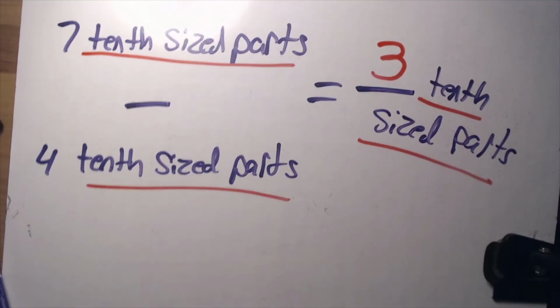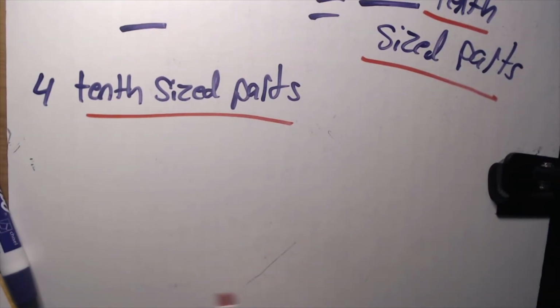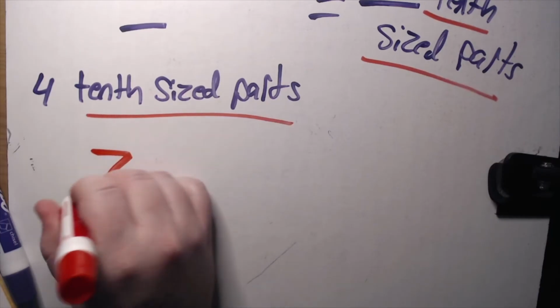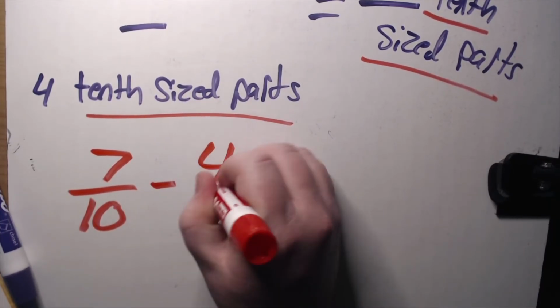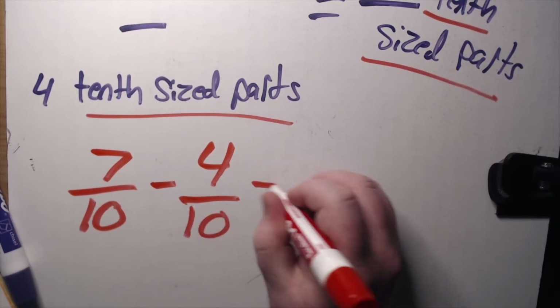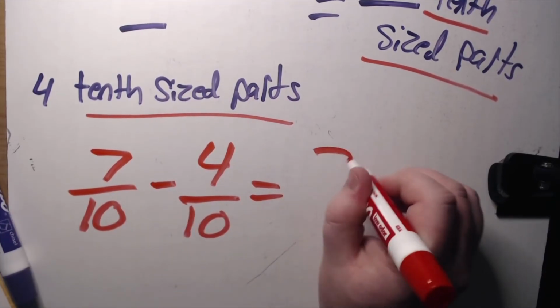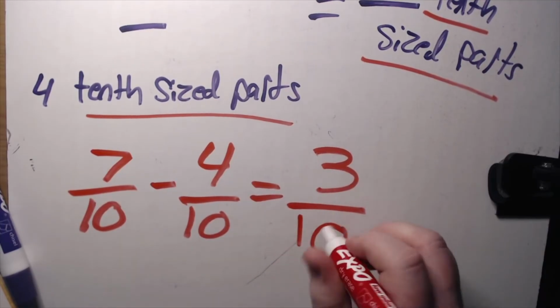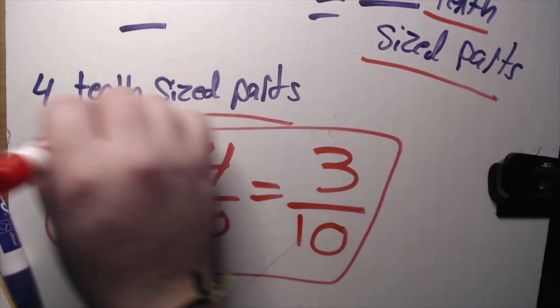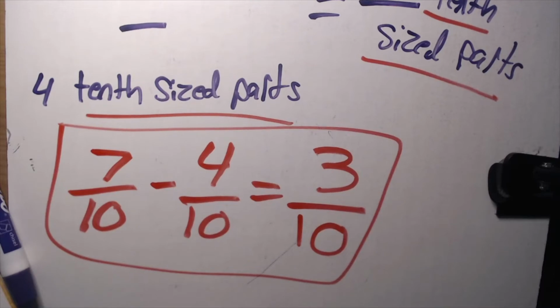Now, once again, let's go ahead and take a look at the math and see how this actually works. We have 7/10 size parts minus 4/10 size parts equals 7 minus 4 is 3. We don't subtract our denominators, so that stays as 10, and this is your equation and answer. So just like that, we subtracted some fractions.